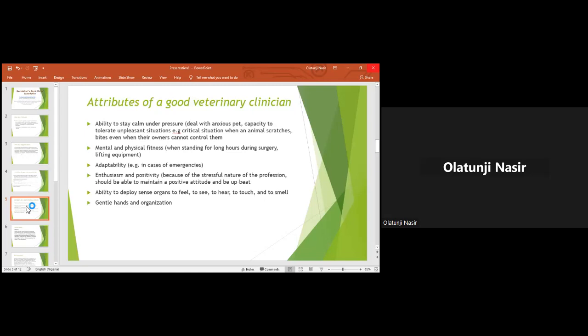Then the ability to use your sensory organs. Please, this is very critical. I'm going to stay about 2 minutes on this. You must be able to feel. You must be able to see. You must be able to hear. You must be able to touch and feel what that touch means. You must be able to smell.